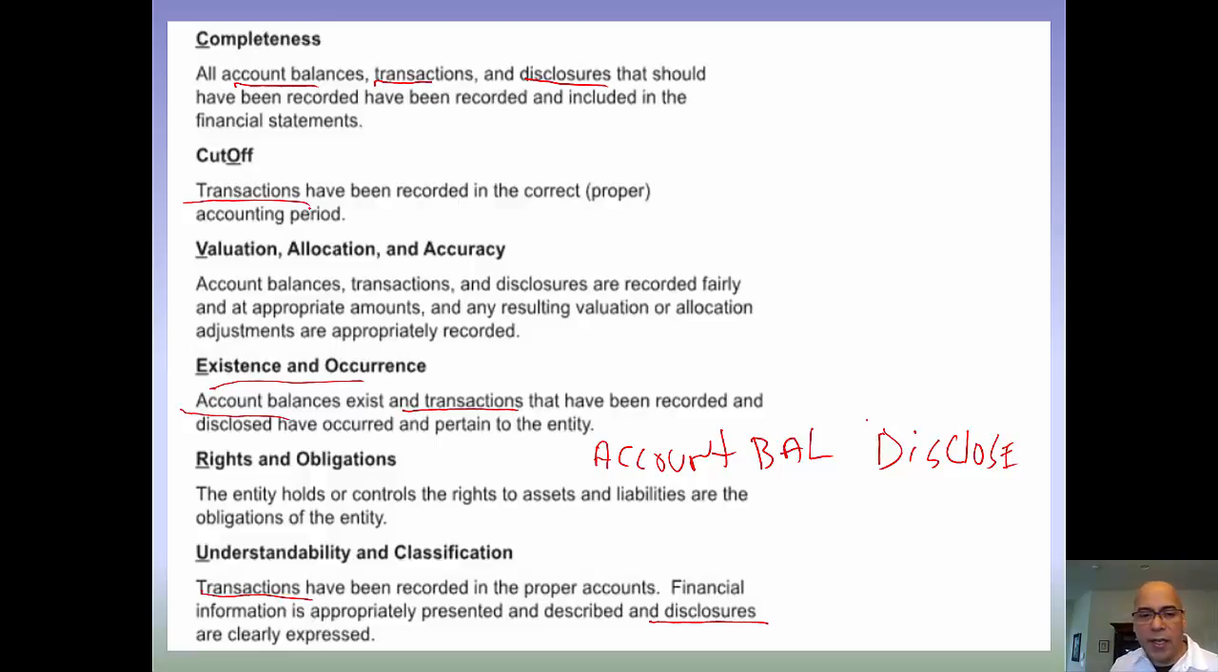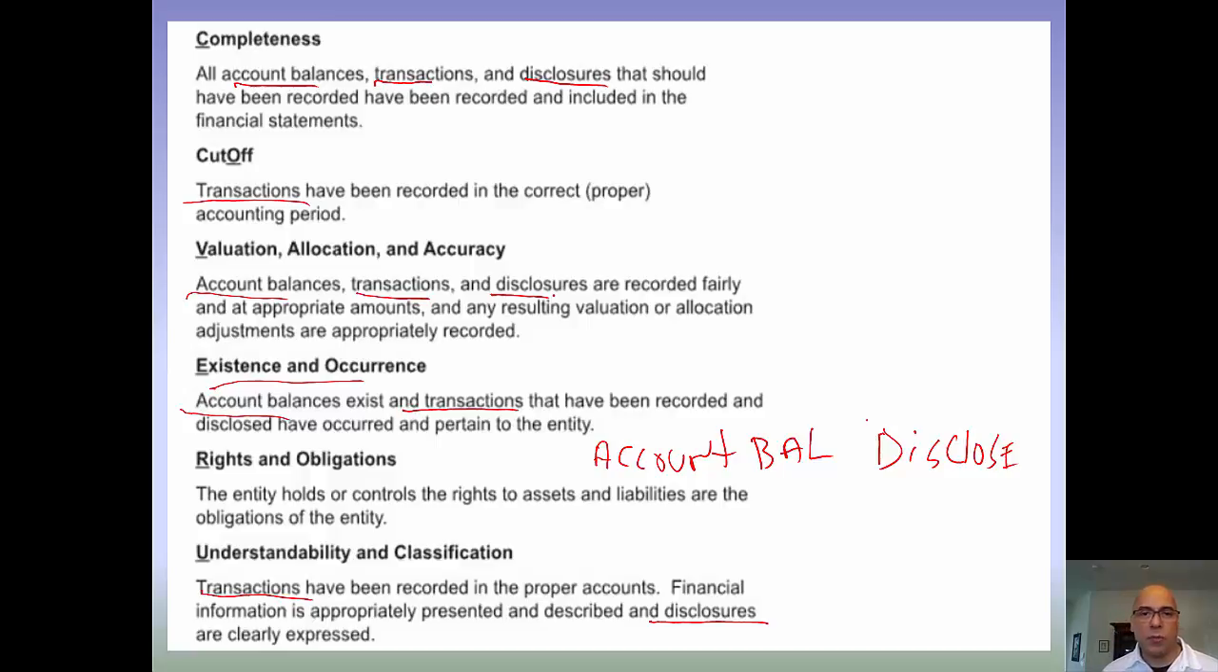Valuation, allocation, and accuracy. This one is in all three categories. So if we're showing something in the account balance, it should be valued correctly. If we're talking about a transaction, it should be recorded accurately. If there's allocation, such as depreciation, that should be recorded correctly. And then this is relevant to disclosures. There's a lot of information about valuation in disclosures, even though we may carry a fixed asset at its historical cost, there may be some desire to report some additional information about the valuation of that.